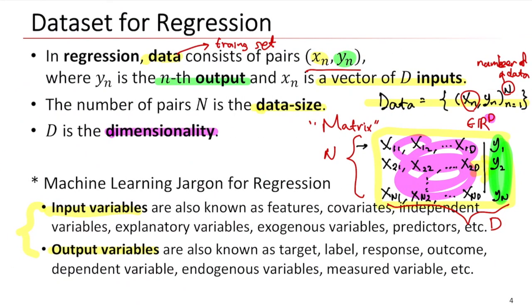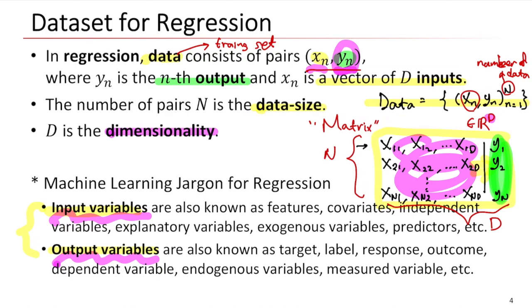To define the regression problem setting, we need the training data set, such as xn and yn. Xn is the input variable and yn is the output variable. Input variables are also known as the feature, covariate, independent variable, predictor. And the output variable yn is also known as the target, label, response, outcome, dependent variable.